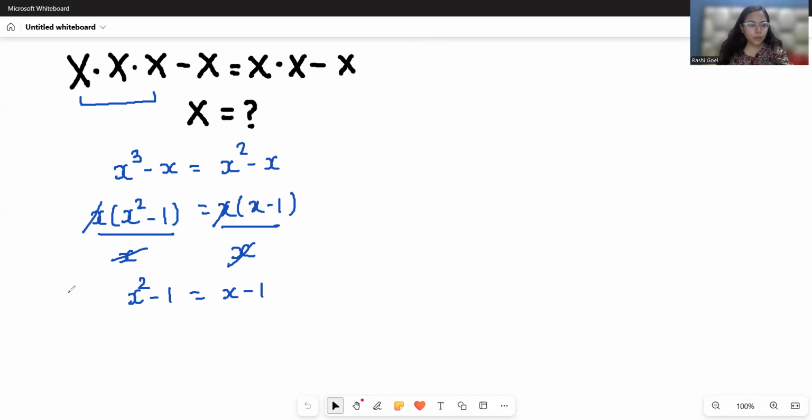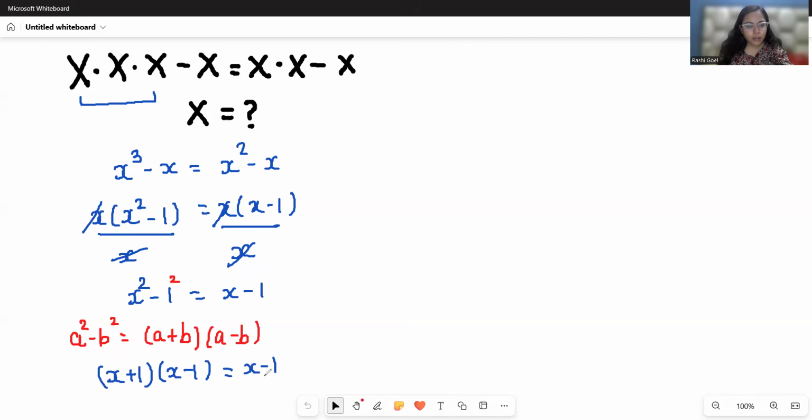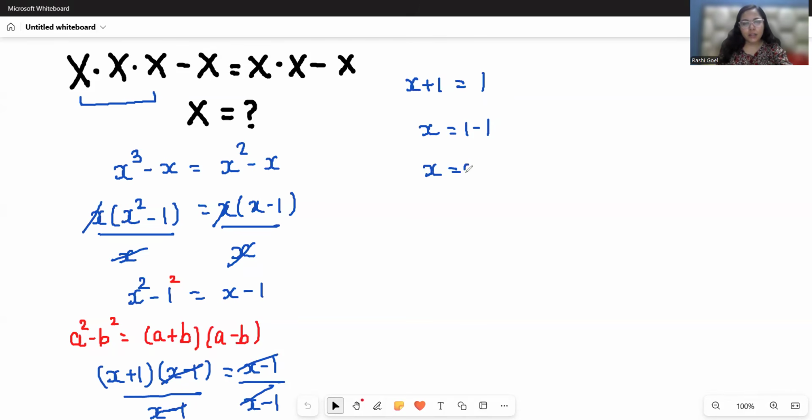So now I'm going to use the identity, that is a squared minus b squared, which is a plus b times a minus b. So we can write this one as 1 squared. So if I apply the identity, it becomes x plus 1 times x minus 1 equals x minus 1. Now, if I divide both sides by x minus 1, this will cancel out. So it's x plus 1 equals 1 and x equals 1 minus 1, that is 0.